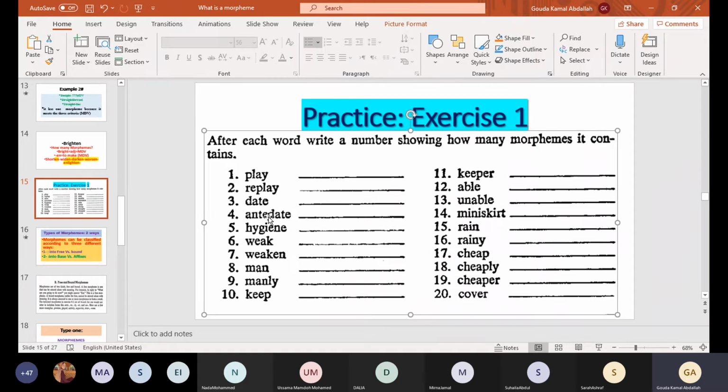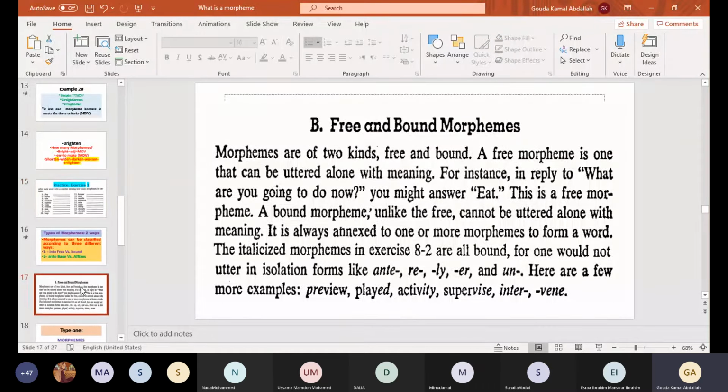How about number 4? Where is the bound morpheme? Anti. Excellent. In number 7, where is the bound morpheme? En. Well done. Where is the free morpheme in number 9? Man, the free one, not the bound one. Yes, excellent. So, according to this definition, a free morpheme is one that can be uttered alone with meaning, while a bound morpheme cannot be uttered alone and must be added to form a word. Okay?